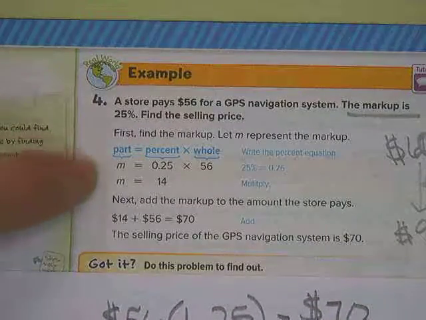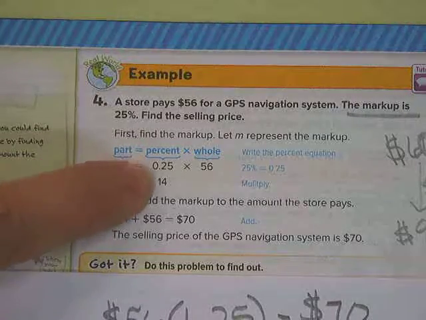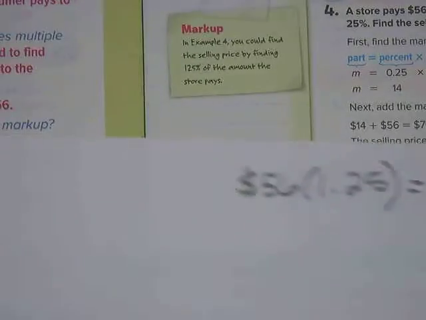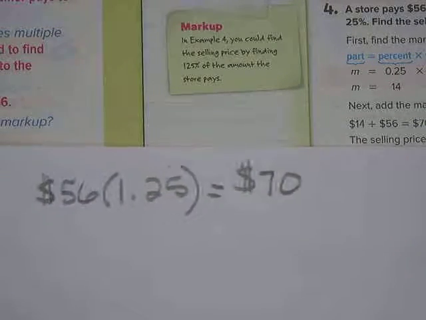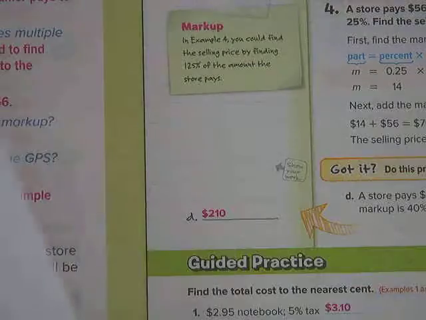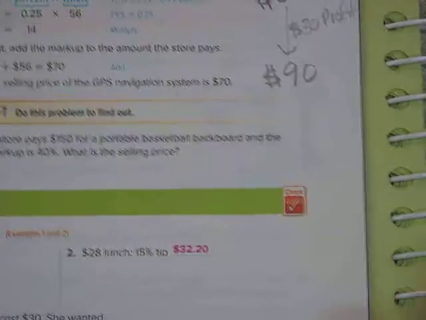Now, as you can see, your textbook does it in a different way. They do the 25%, then they add it on. So please make sure that you have these notes over here. And pause the video and please do Got It question D.